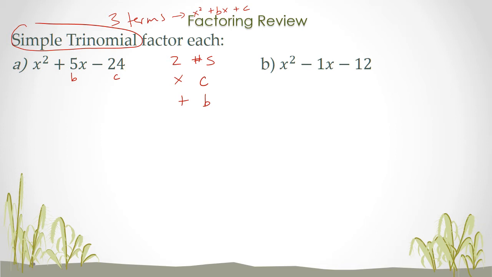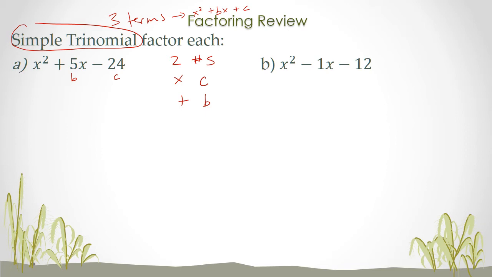I want 2 numbers that multiply to 24. You notice I said positive 24, not negative. The negatives will take care of themselves after. I want 2 numbers that multiply to 24 and add to 5. Most of you, or some of you, could probably do this in your head and you already know the answer. Others that don't know it right away, where do you start?